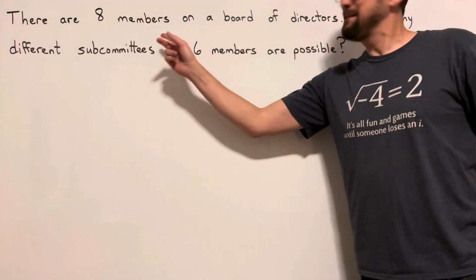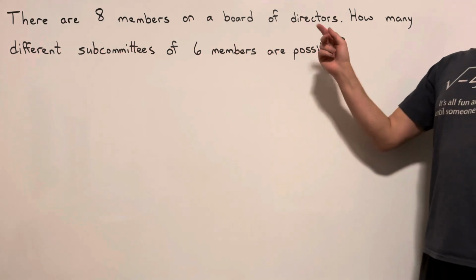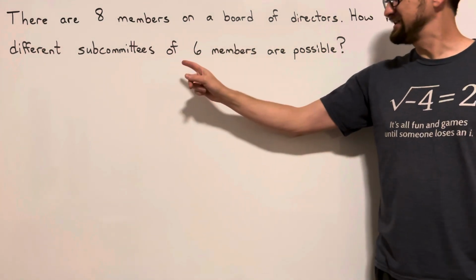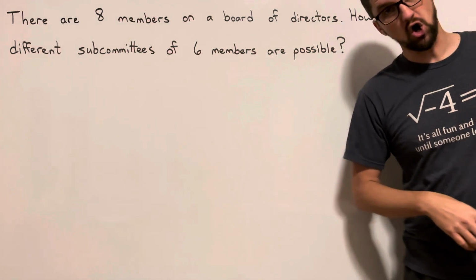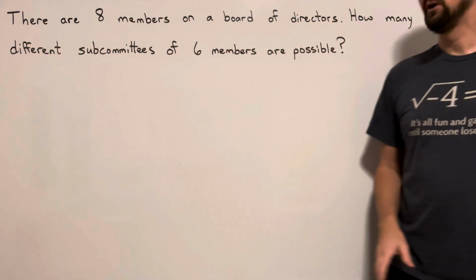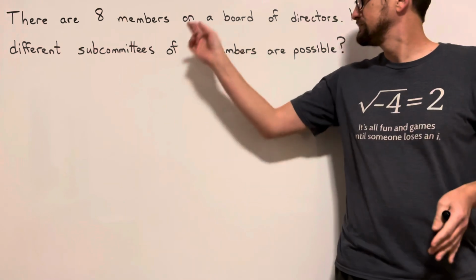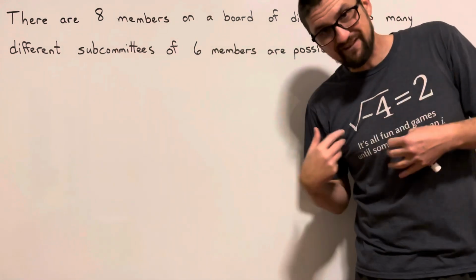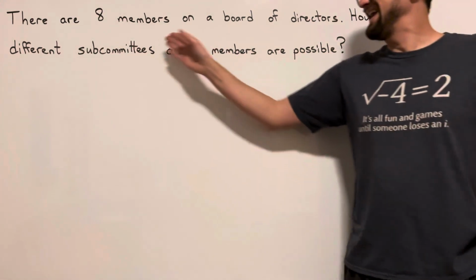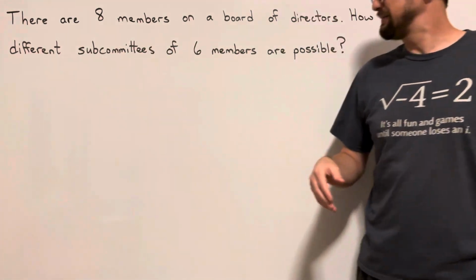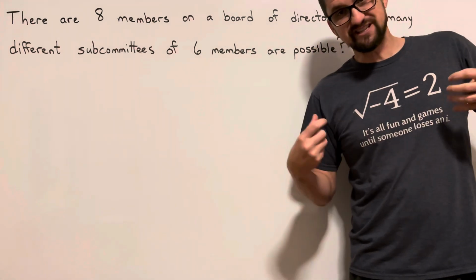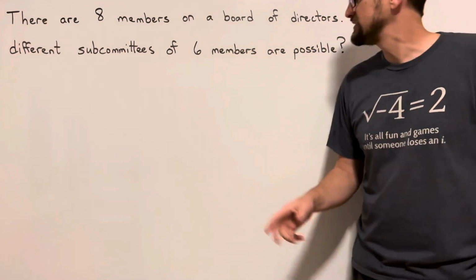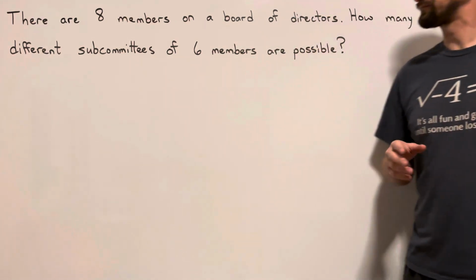There are 8 members on a board of directors. How many different subcommittees of 6 members are possible? So I have this group of 8 people, this board of directors, and I'm selecting 6 of them to form a subcommittee. How many different groups of 6 can I get from this total 8 members of the board of directors?